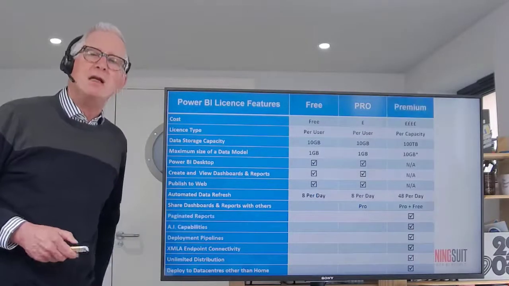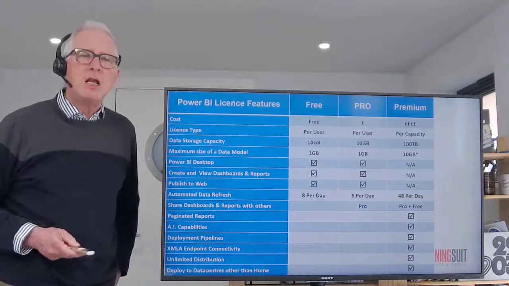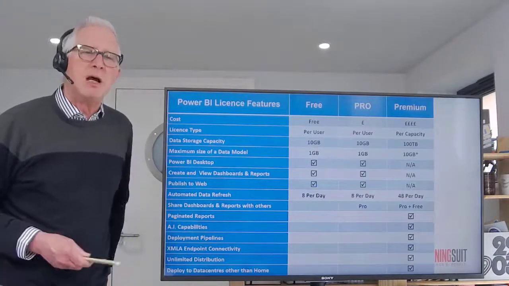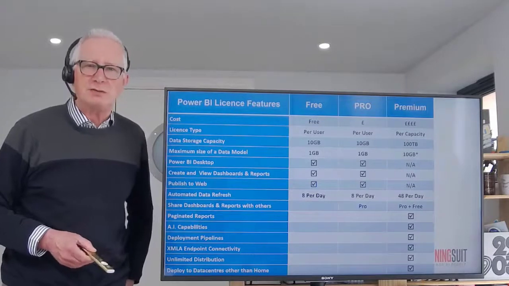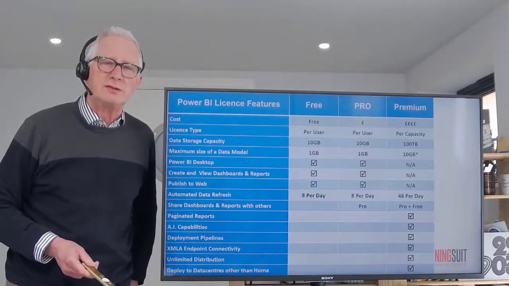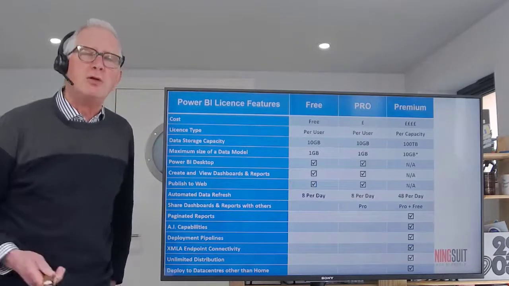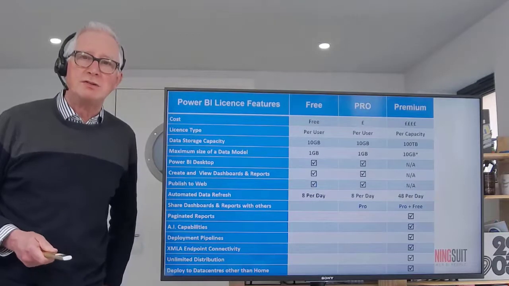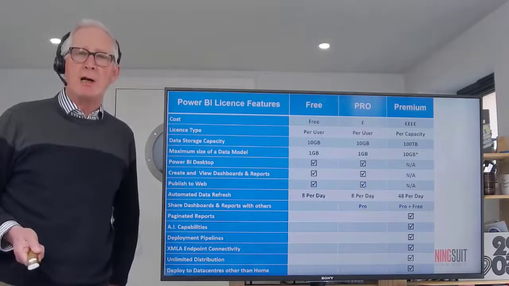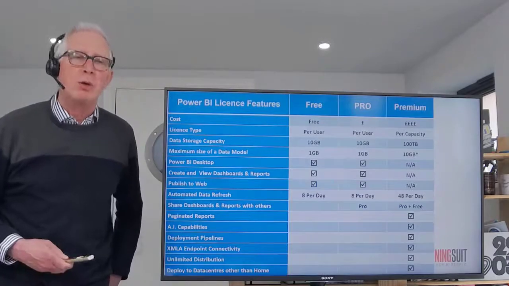The Premium license was the third license initially in Power BI. Premium license, as its name suggests, is a premium license for large organizations. It's a per capacity license, not a per user license. So if the free and the Pro licenses are tickets on a bus, with the Premium license, your organization has bought the bus and can have as many people on that bus as that capacity will allow.